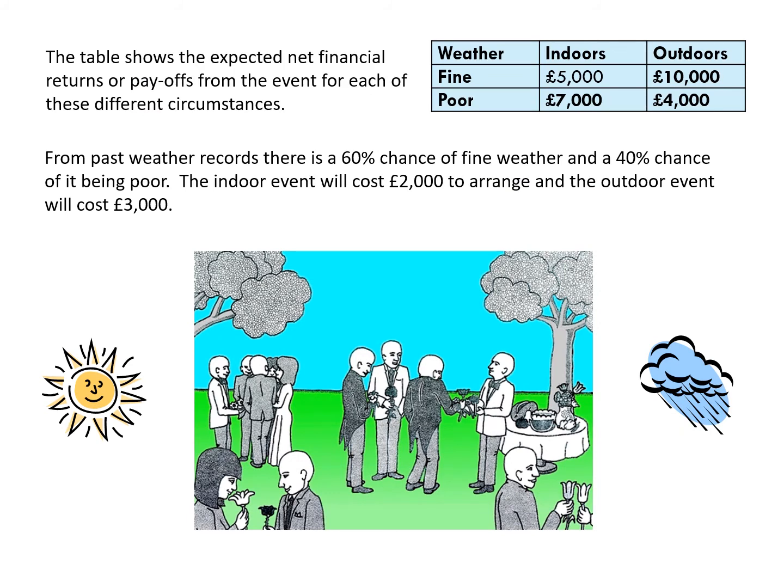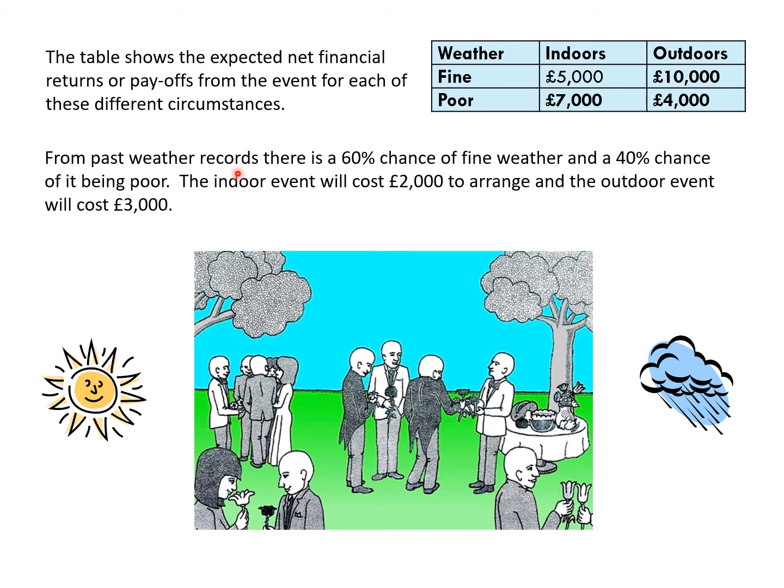The information in this table shows me what the return I'm going to get from my event for each of the different types of weather. So for example, if the weather is fine and I hold my party outdoors, I'm going to make £10,000. However, if I hold it indoors, I'm only going to make £5,000. If the weather is poor and I hold it outdoors, I'm only going to make £4,000. But if the weather is poor and I hold it indoors, I'm going to make £7,000.